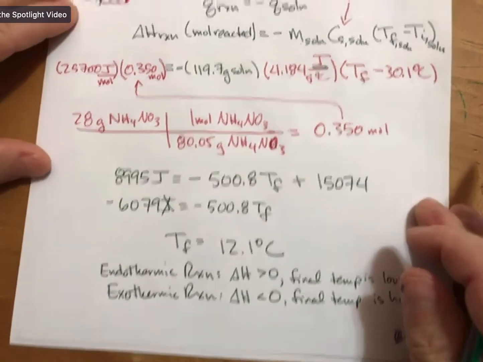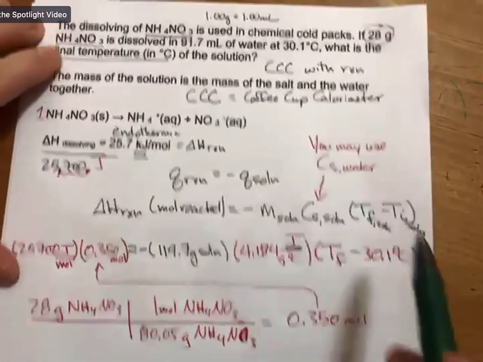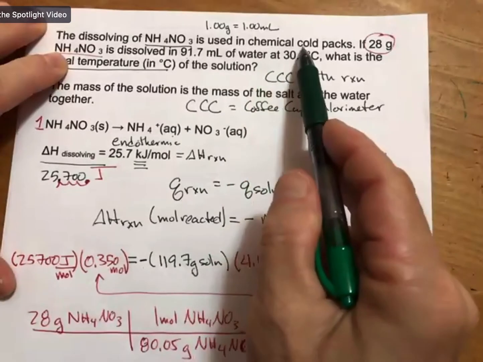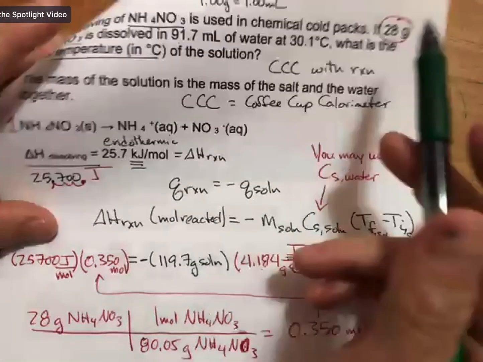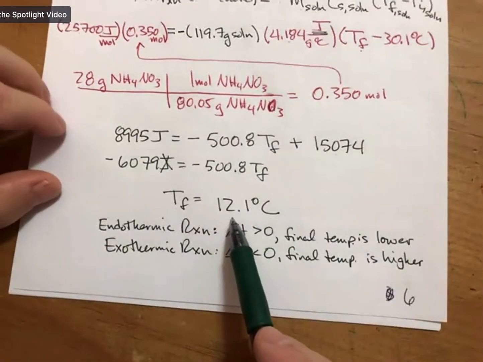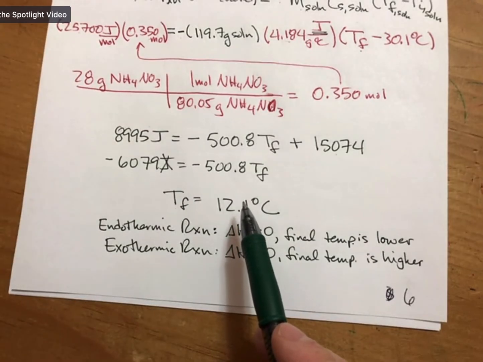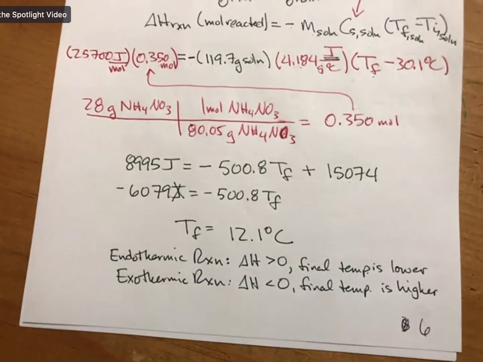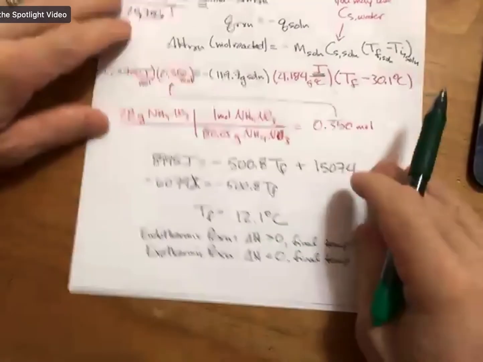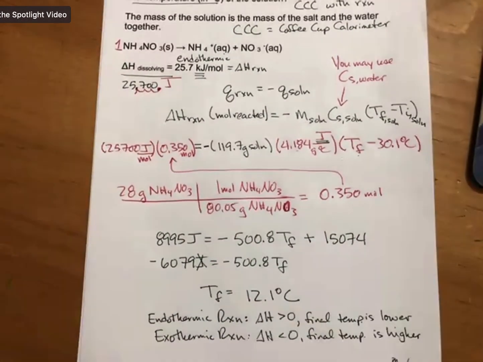This problem is kind enough to tell you that it's a chemical cold pack. That is a hint that your final temperature will be lower than 30.1, and so it is. There are other problems that involve chemical hot packs, and for chemical hot packs, you would expect your temperature to be higher and involve exothermic reactions. Any questions about this? All right.